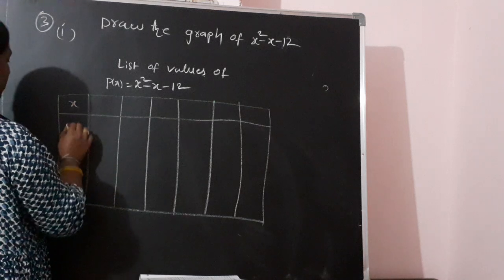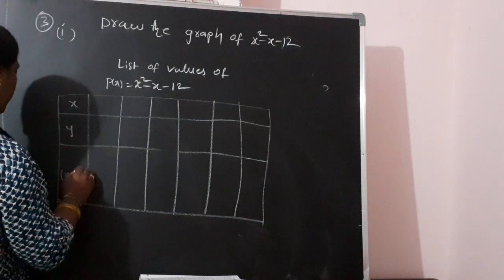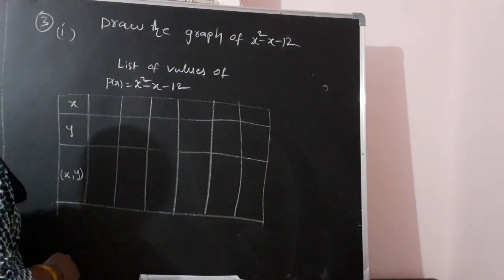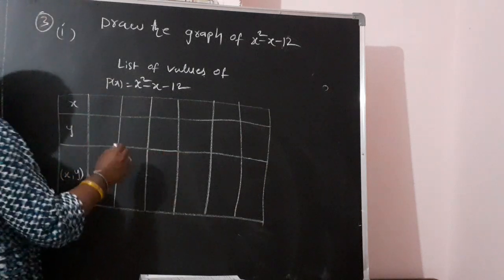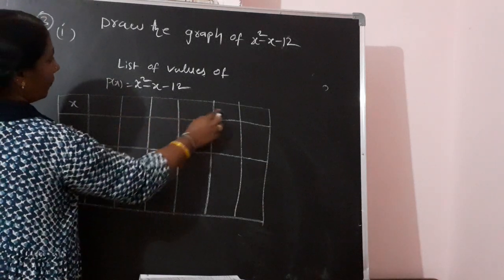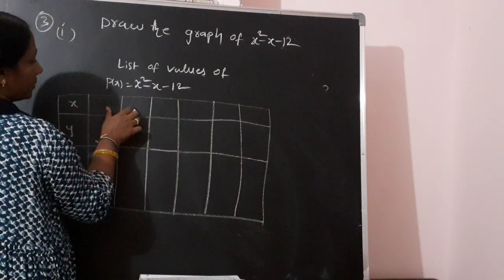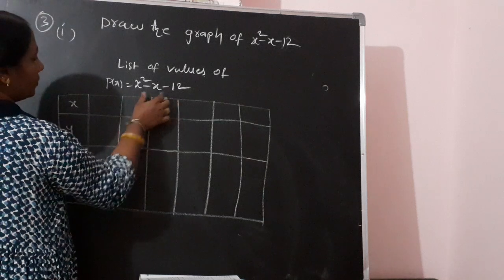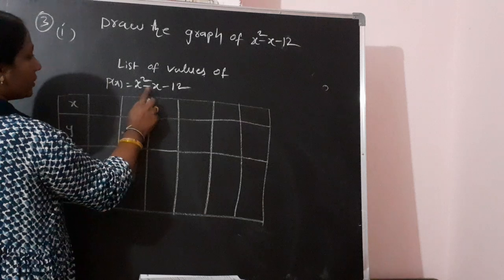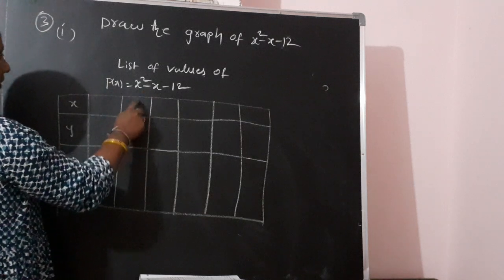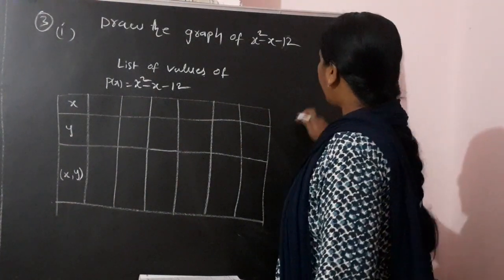So this is x, y, x comma y, x comma y. Here, before taking 1, 2, 3, 4, 5, 6 values, first of all, we have to fill in the zeros values. How can you find out the zeros? From this, can we get zeros? We can get it. The zeros you have to write first from the factorization. So let's find them here. Then only the graph will be correct.